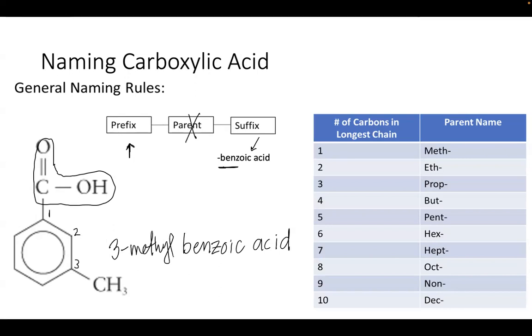When you go to type this into OWL, it's going to want 3-methyl, no space, benzoic, space, acid. Now, again, your final is multiple choice, but if you were to put a space here, people would know what you meant. The scientific community would know. But OWL likes to be difficult.